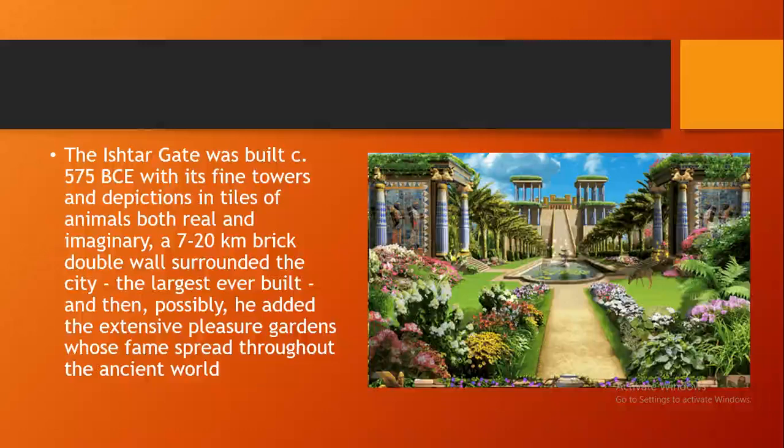Now, if you look at the Hanging Gardens of Babylon, the Ishtar Gate was built in 575 BC, which is the starting entrance of the garden, with its fine towers and depiction in tiles of both real and imaginary animals. And a 7 to 20 kilometer brick double wall surrounded the city, the largest ever built. And then possibly he added the extensive pleasure gardens whose fame spread throughout the ancient world. So if you go and search about the Hanging Gardens of Babylon, you'll come to know that it has very unique and rare things inside.